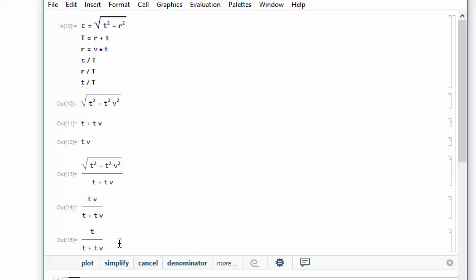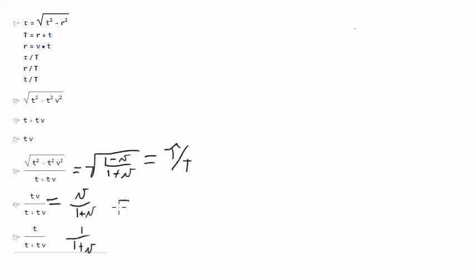Huh, this is exactly the same value. No, it's not. This is tv over t plus tv. This is t over t plus tv. So there's a factor of v missing. Of course this can be simplified to be v over 1 plus v, and this can be simplified to be 1 over 1 plus v. And this turns out to be square root of 1 minus v over 1 plus v equals tau over T equals r over T equals t over T.